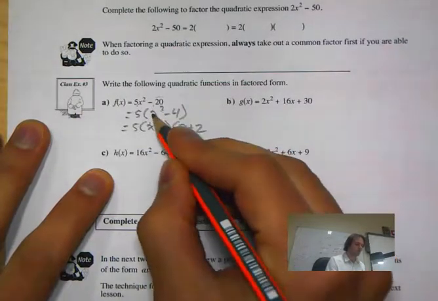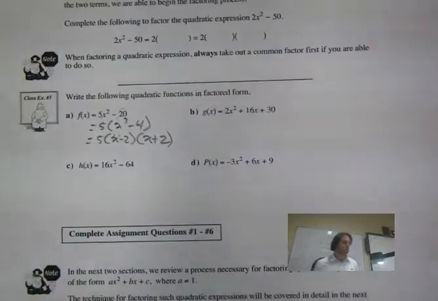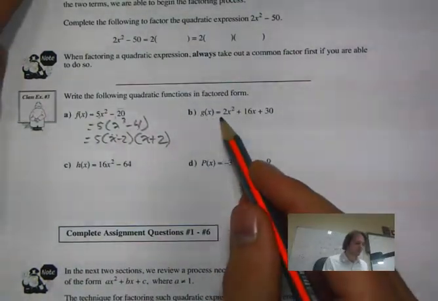Because I could square root both the x squared and the 4 nicely. They're perfect squares, so that's a perfect difference of squares. Let's take a look at the next one here.